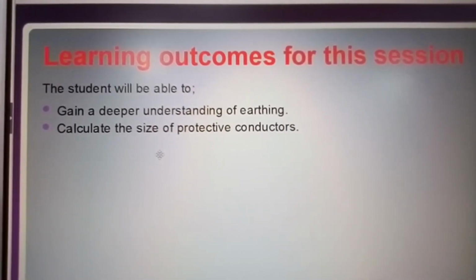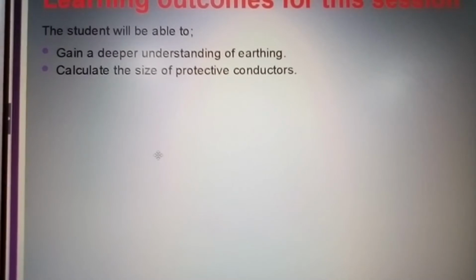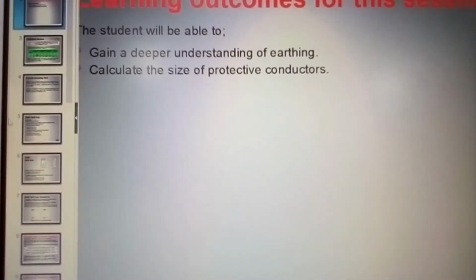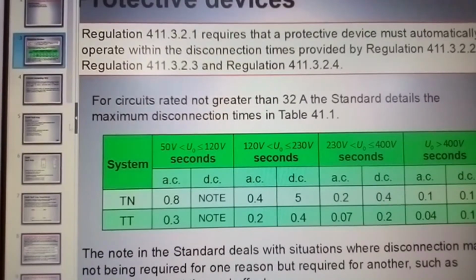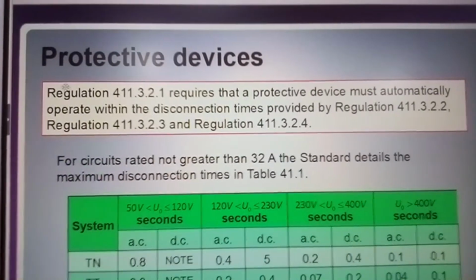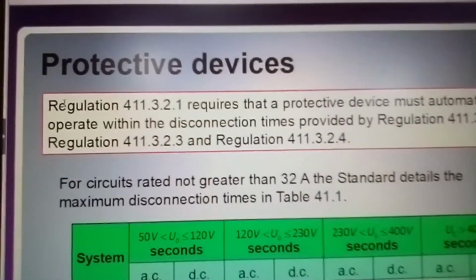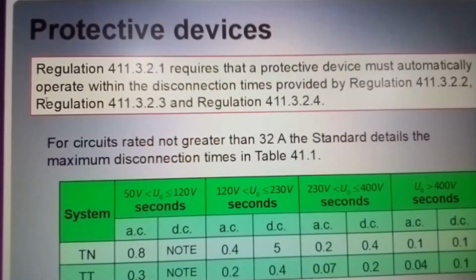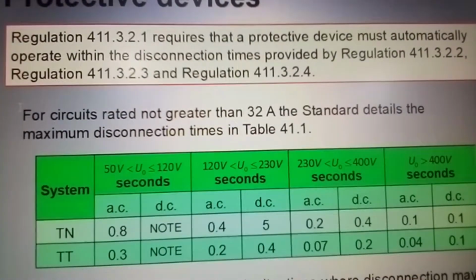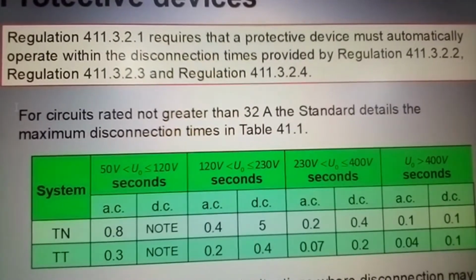Again, use your on-site guide, because the on-site guide gives good examples of calculations for these. Let's come down into the light, and you can see here we have protective devices. Go back up again and bring this into play. Bear with me, I just want to make sure I get everything into frame. We'll pan back shortly.